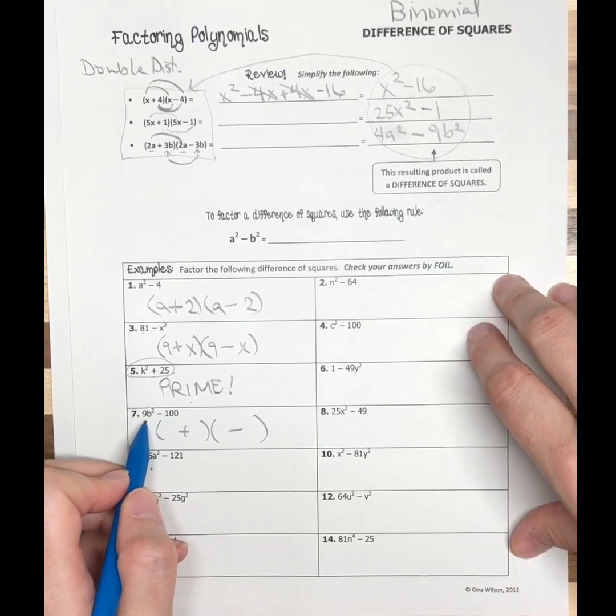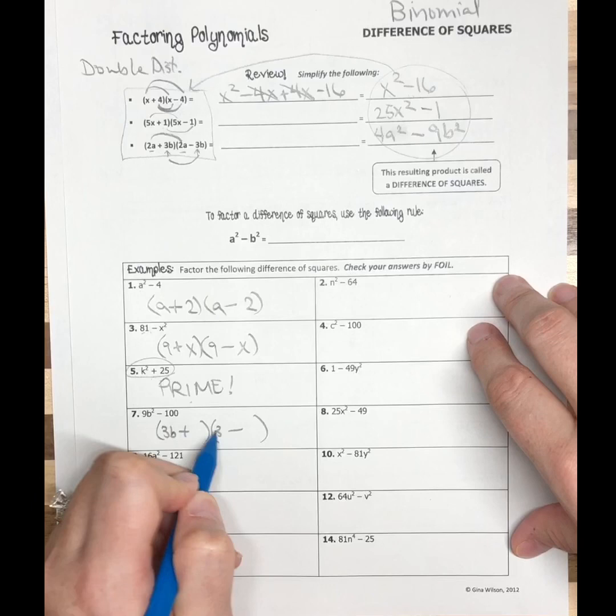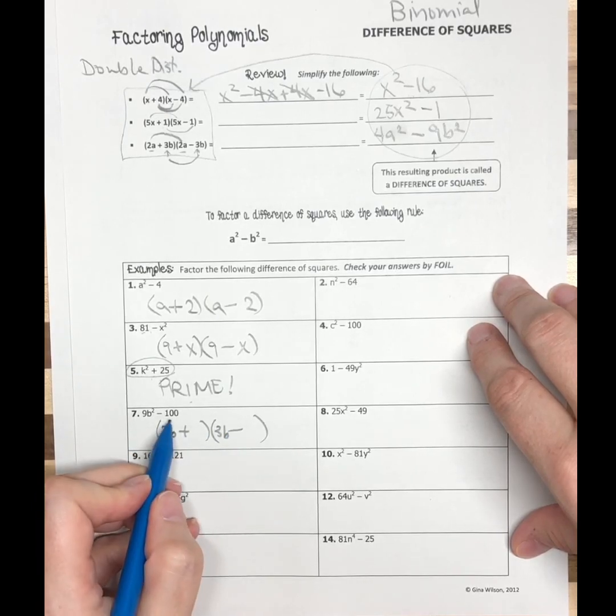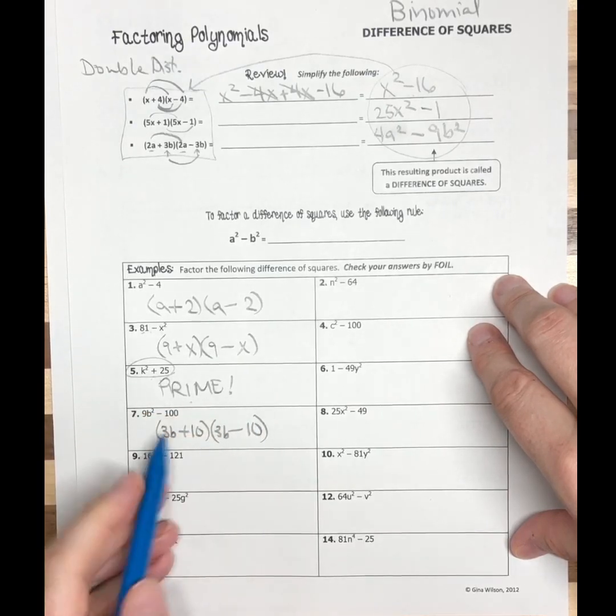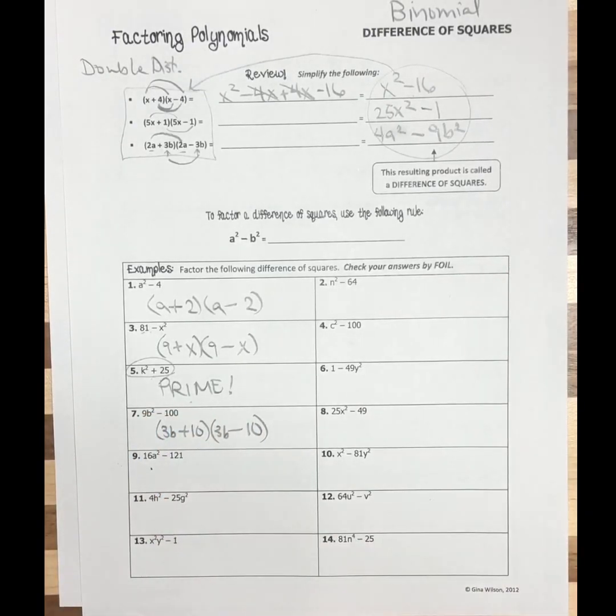And the square root of 9b squared is 3b. So we put the 3b first. And the square root of 100 is 10. So we have the plus 10 and the negative 10. And that's where we get our negative 100.